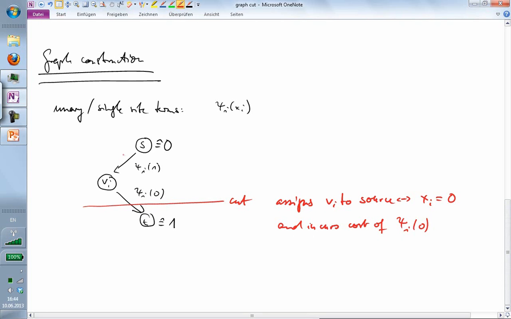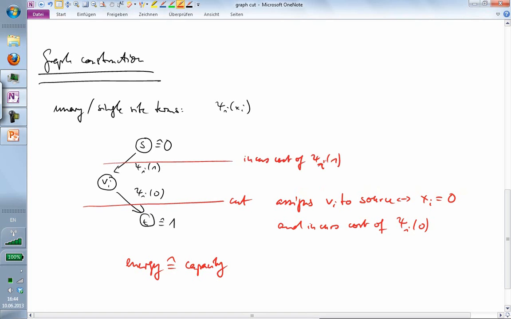So psi before gave us the energy of a particular state. Yes. Now it gives us the capacity. Exactly. So psi before was used to give the energy of an assignment, and now it corresponds to the capacity of an edge. So this cut, the cut down here, gives me a cost of psi i of 0. If I take this cut here, this incurs a cost of psi i of 1.